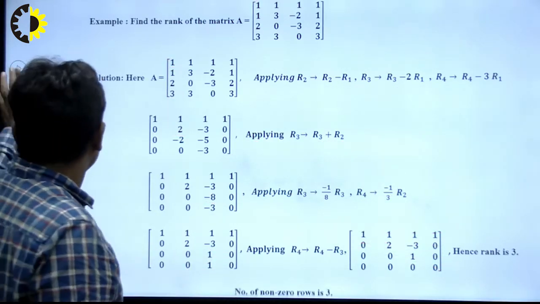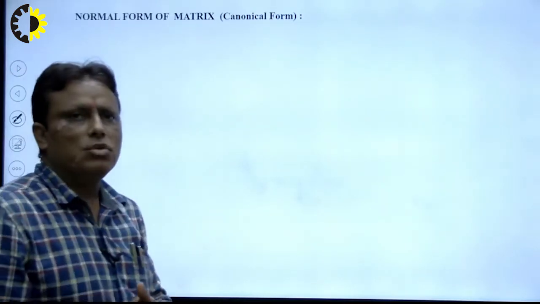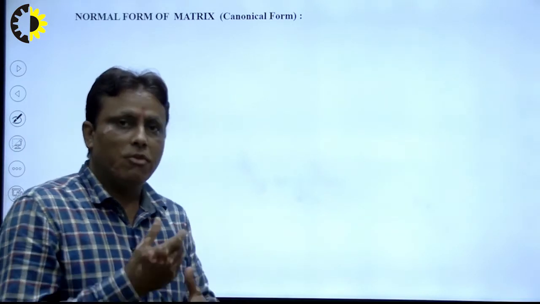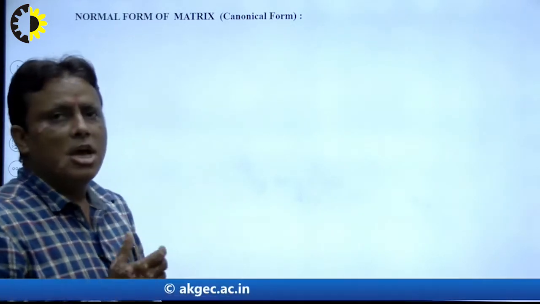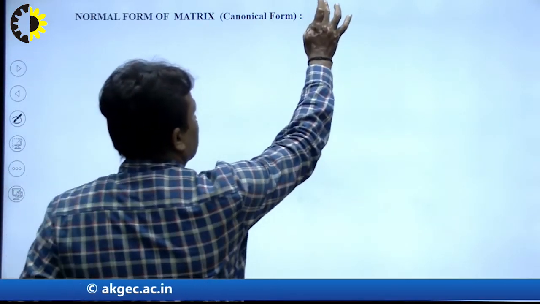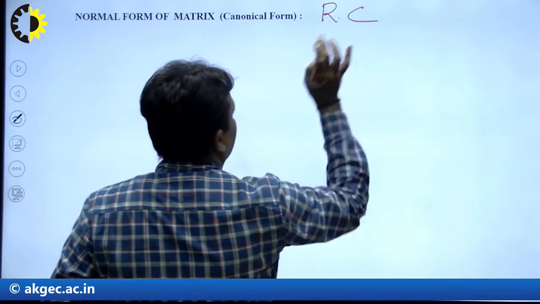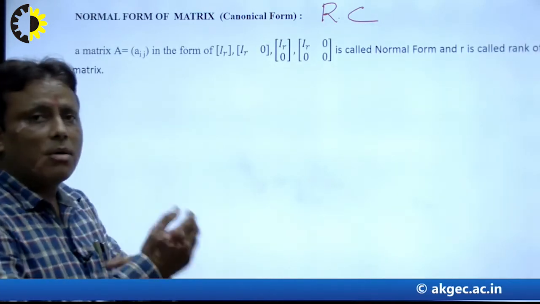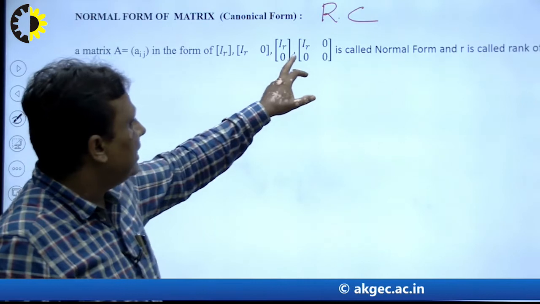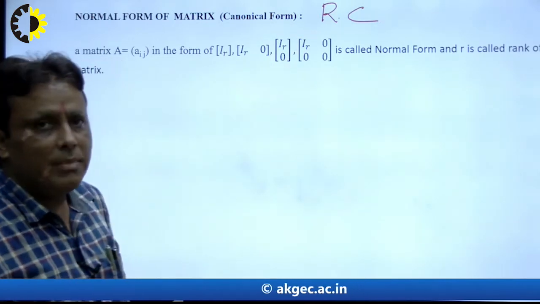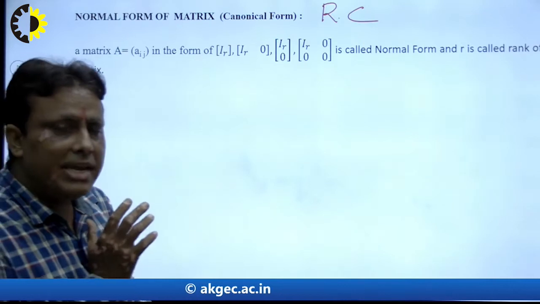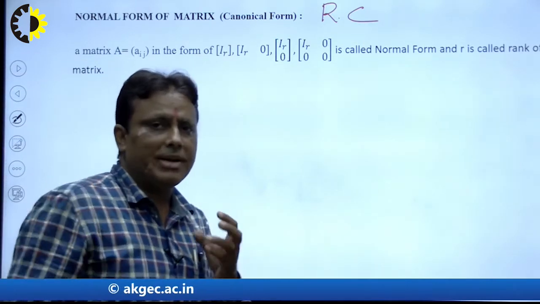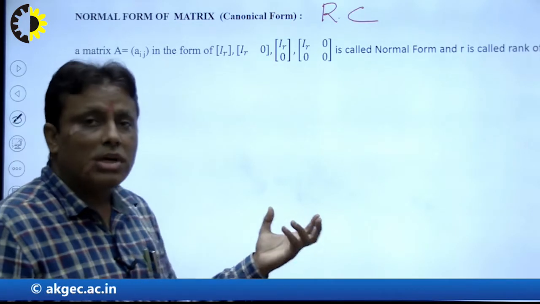Now I use another method, known as the normal method, or normal form of the matrix. Another name is canonical form, and this is also known as RC form. RC I will explain briefly later on. First of all, what is normal form? A matrix in the form of I_R. What is I_R? I_R means identity matrix. If any matrix can be converted into an identity matrix, then R is called the rank of the matrix.